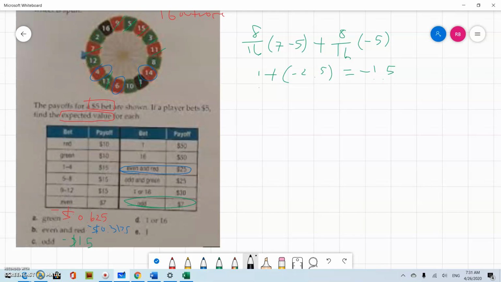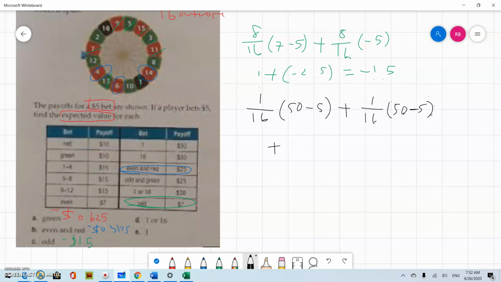1 or 16. So this one, 1 or 16, obviously you can't land on both 1 and 16, even though or in mathematical terms means both too as well. So there is only 1 out of 16. So that will give me that payoff. And there's another 1 out of 16 to get 16. And then my payoff will be that. And then the rest of it would be 14 out of 16.